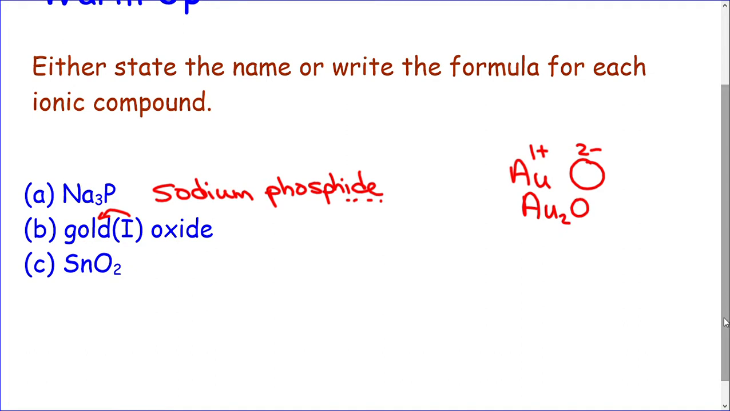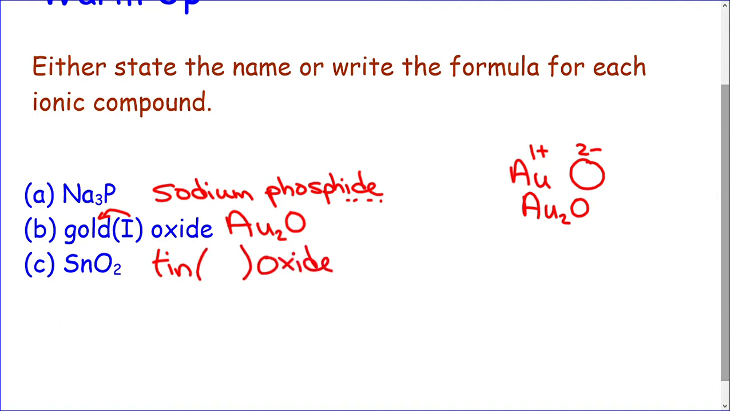So, I eliminated the 1. I can't reduce it any further. Au2O would be my formula for this. Now, in the last one, this is just tin, Sn, and I have oxide, but then I have to check tin and see if it can have multiple charges. In this case, tin can have 2 charges. It can either be +4 or +2, and I don't know which one it is. So I'm going to put brackets here, and we're going to write the word oxide.